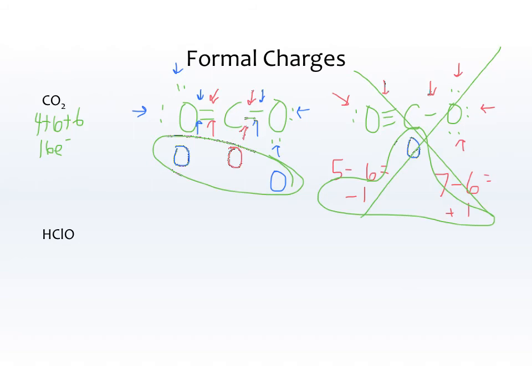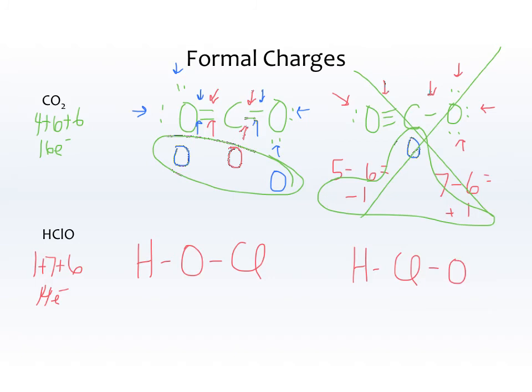Let's look at HClO. When we were talking about the rules, 1 plus 7 plus 6 is 14 electrons. When we were talking about the rules, we said H goes with O, not Cl. Let's see what happens when we make it HClO, like we kind of want to do, because that's the order that it's written in. So it's supposed to have 14 electrons, and both of these pictures have 14 electrons. So both of these pictures seem like they should be equally valid.